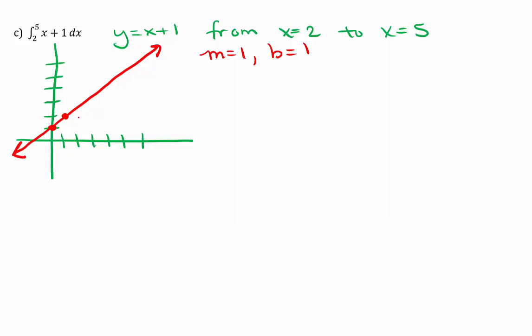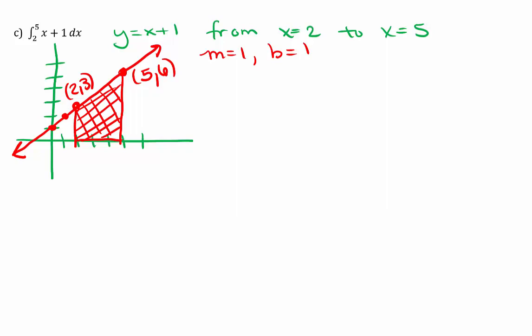I'm interested in the area from x equals 2 to x equals 5. So this time I'm talking about actually a trapezoid. I'm going to label some points because I think I was a little bit sloppy with my graph. So if x is 2, 2 plus 1 is 3. So this should be the point (2, 3). And if x is 5, 5 plus 1 is 6. So that should be the point (5, 6).